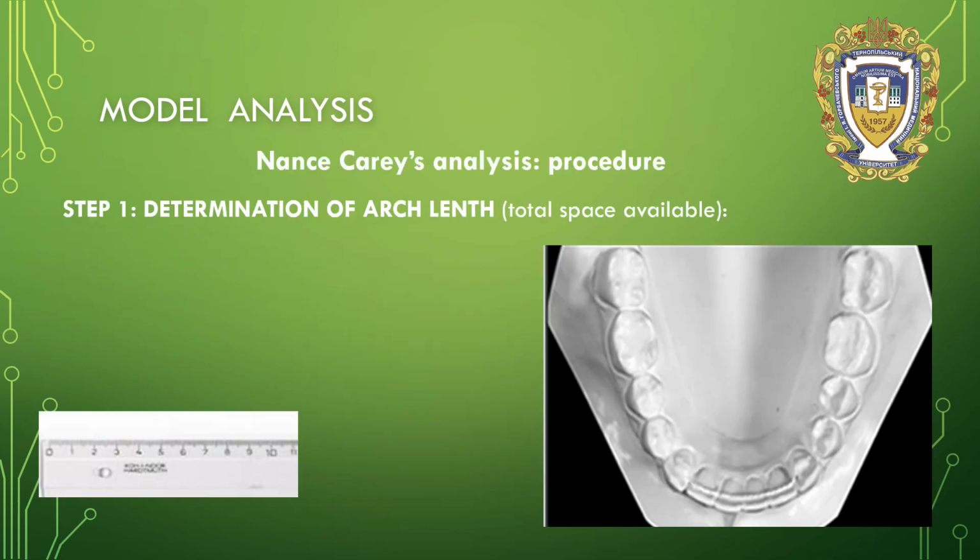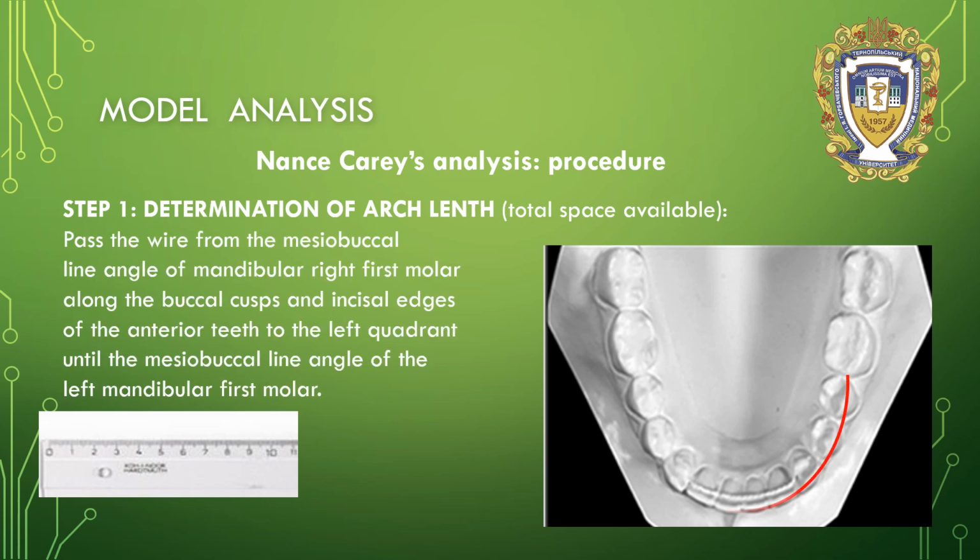So, Nance analysis procedure. First step, determination of arch length, total space available. We need to pass the wire from the mesiobuccal line angle of the mandibular molar on one side along the buccal cusps and incisal edges of the anterior teeth to the opposite quadrant until the mesiobuccal line angle of the other mandibular first molar.